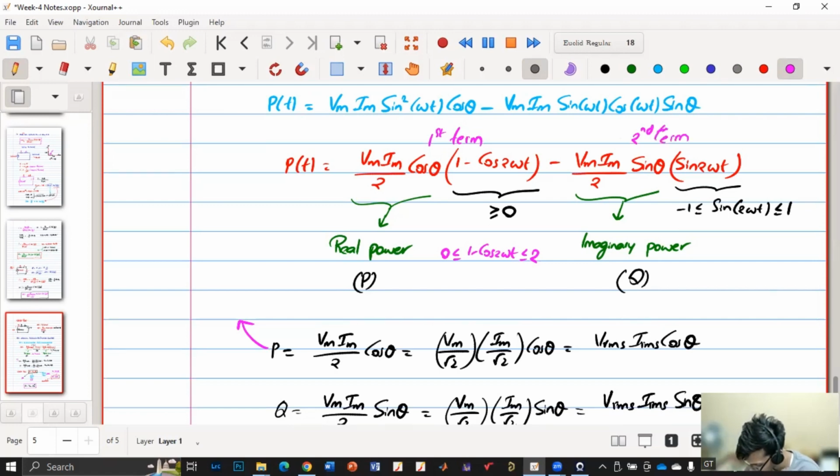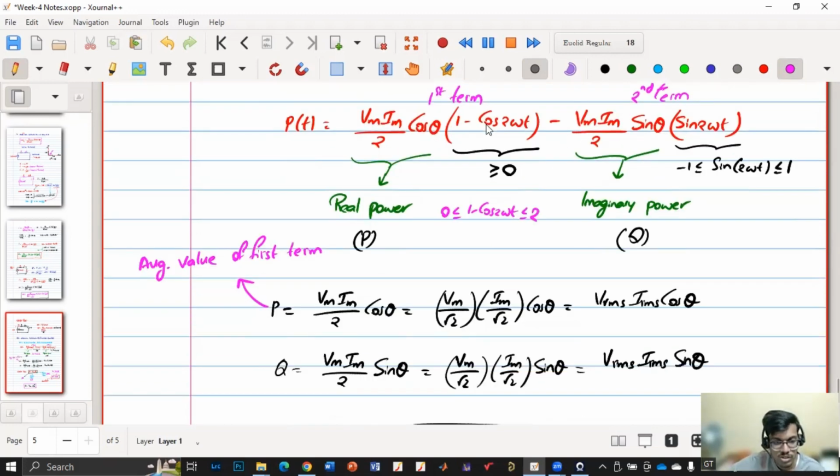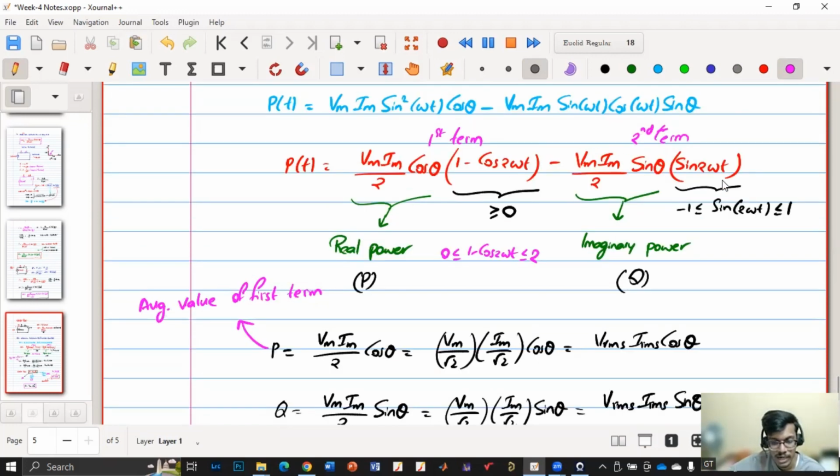So this P is the average value of the first term. If you take the average value of 1 minus cos 2 omega t, you will get 1, so the average of this value is P. Whereas in the case of Q, the average of sin 2 omega t is 0, because it is oscillating around 0.